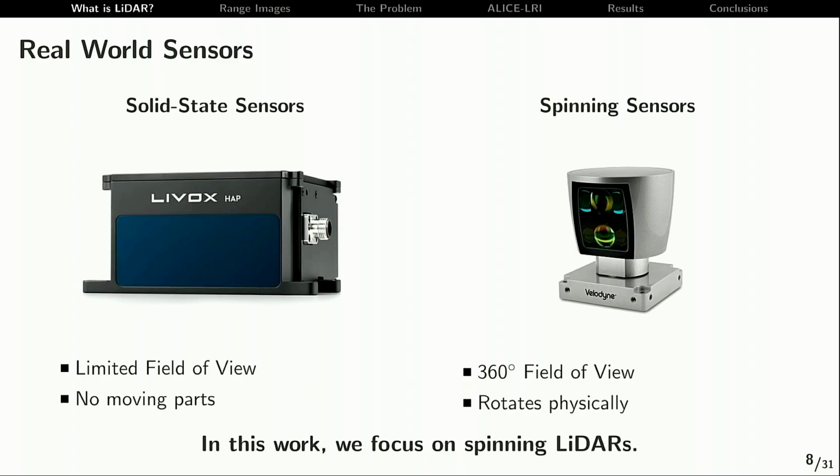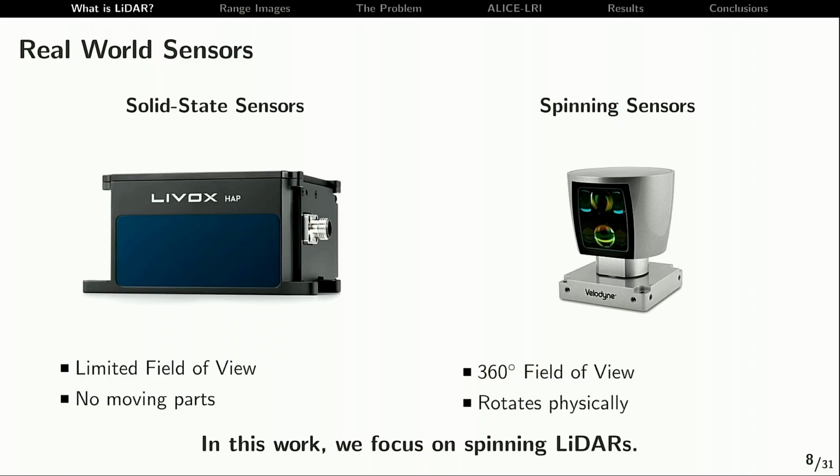And this is a solid state sensor, meaning it has no mechanical parts moving, which is an advantage because it's more simple, but it has a limited field of view. As we have just seen, it only measures in a cone view. You only see this part of the scene.